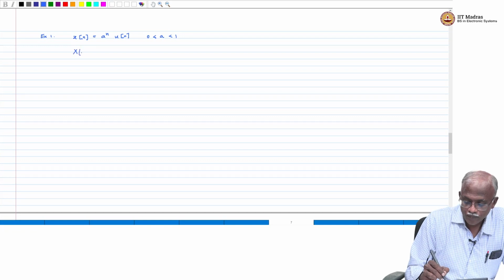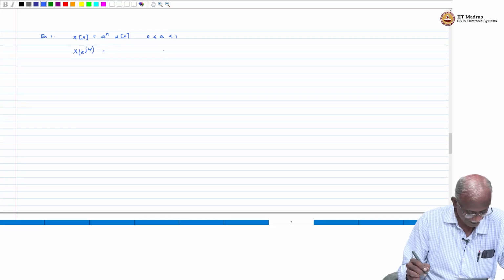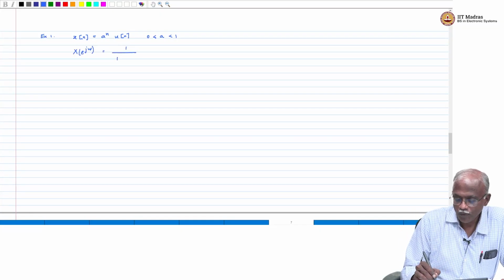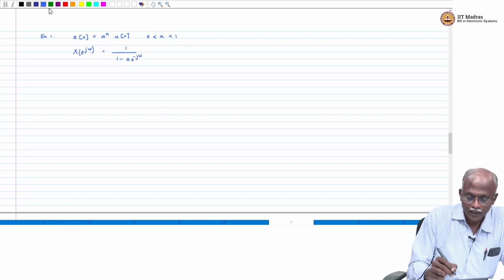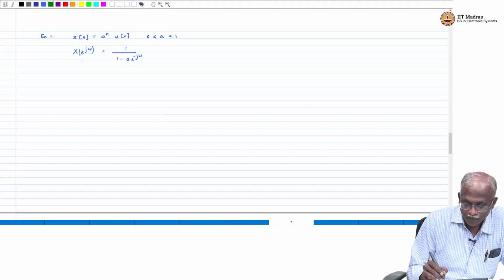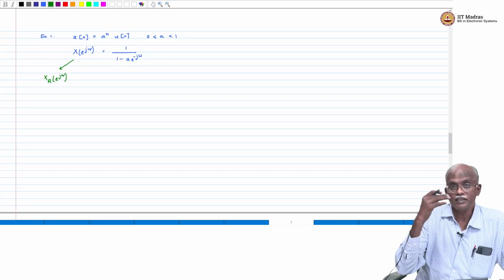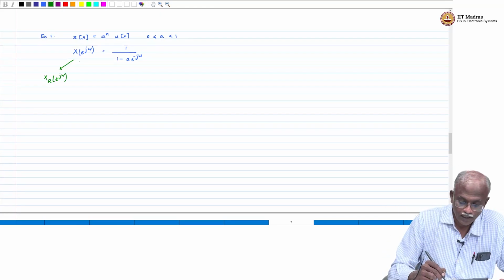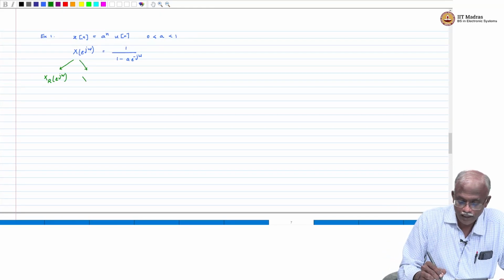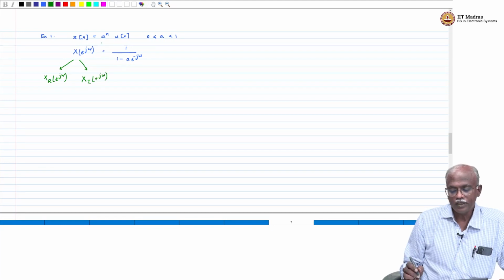So, we can write down X e to the j omega. By now you are quite familiar with this expression. It will be 1 over 1 minus a e power minus j omega. The reason we are going to do this is we want to get the real part, X_R e to the j omega. In some of the properties we said that there is a certain characteristic of the real part and a certain characteristic of the imaginary part. So, we would like to obtain the real and imaginary parts of X e to the j omega.